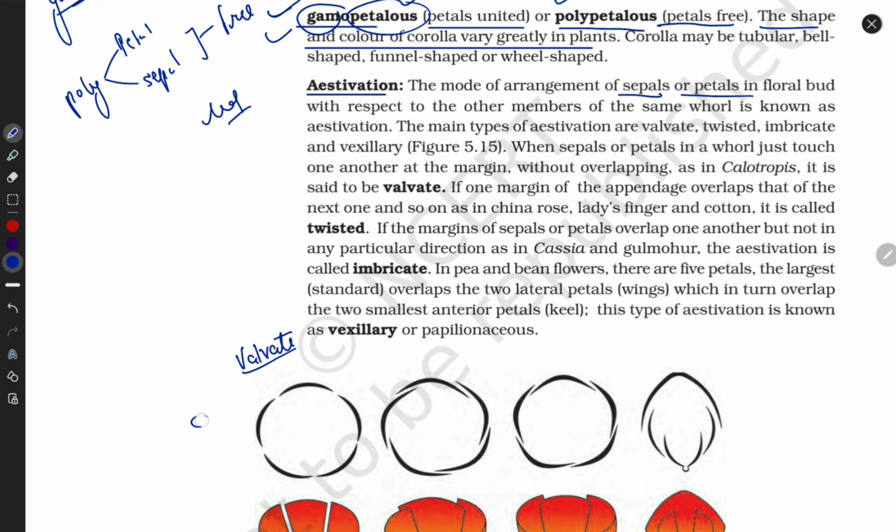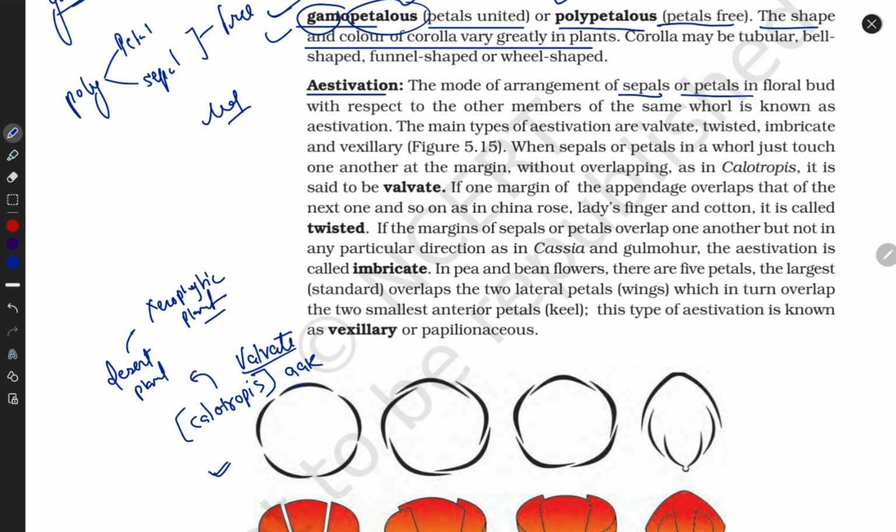Which kind of plant shows this arrangement? Calotropis. We can also say it as akand. This is a desert plant. We can say it is xerophytic. Clear or not? Guys, look at their arrangement. They don't touch one another. They don't overlap. They are only near, but they don't overlap each other.